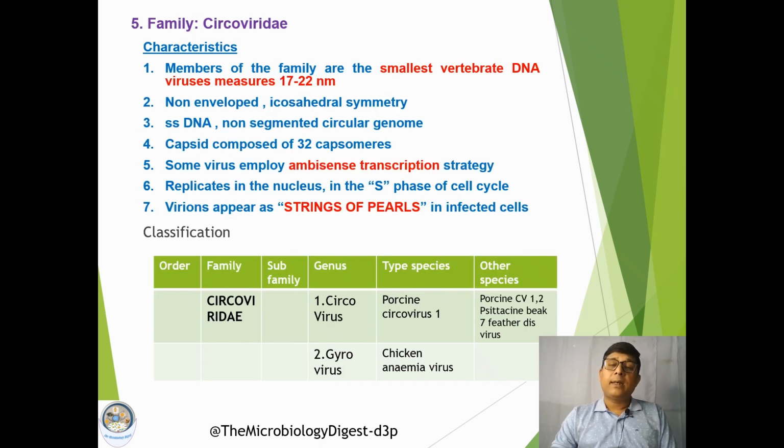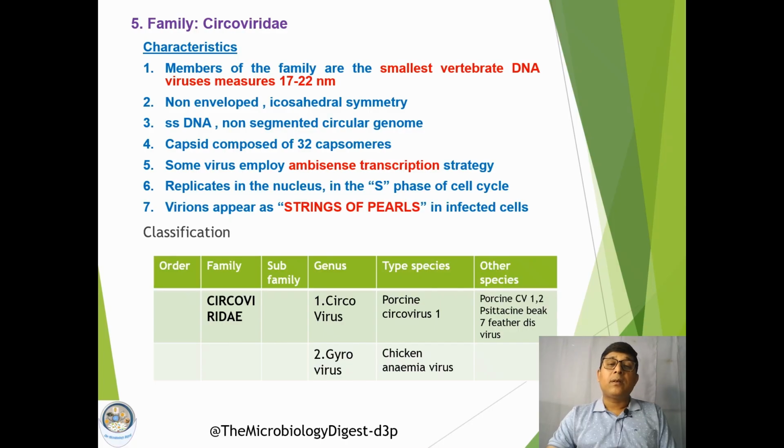Circoviridae is again another single-stranded DNA virus, but here the genome is circular. It is the smallest virus till now, the smallest vertebrate DNA virus. It measures only 17 to 22 nanometer. It is single-stranded DNA, non-segmented, but circular. These Circoviridae are capable of employing an ambisense transcription strategy. This is a peculiar character of this virus.